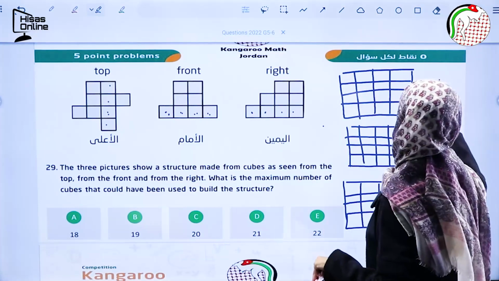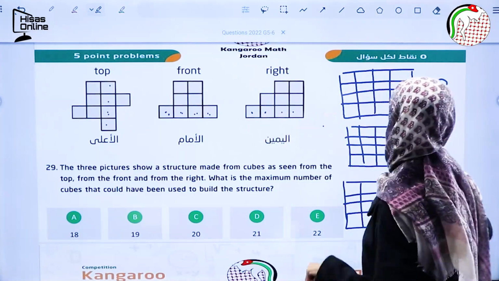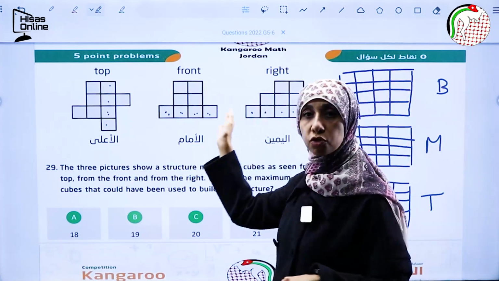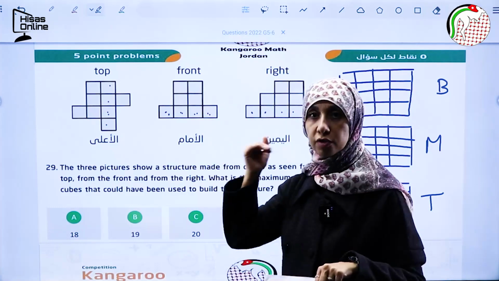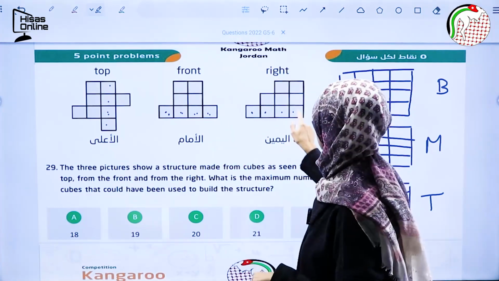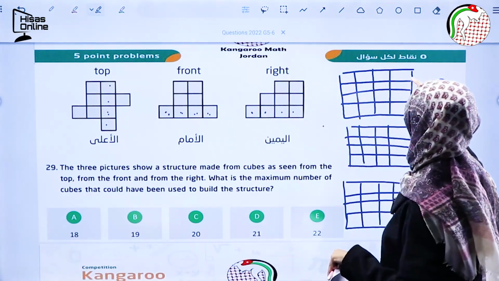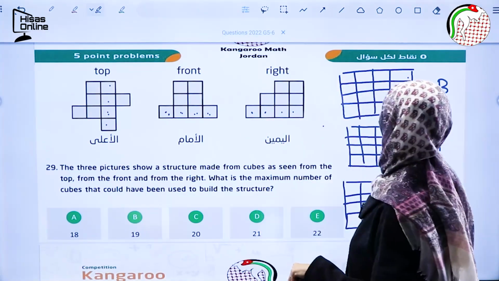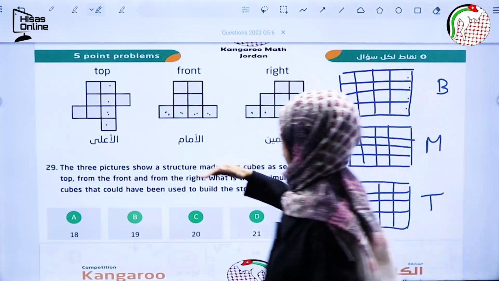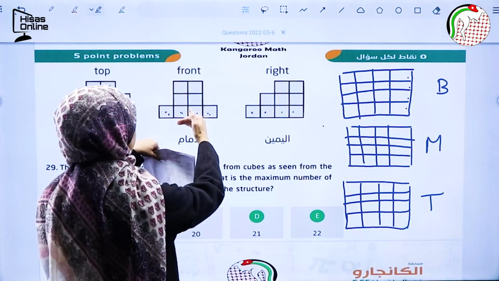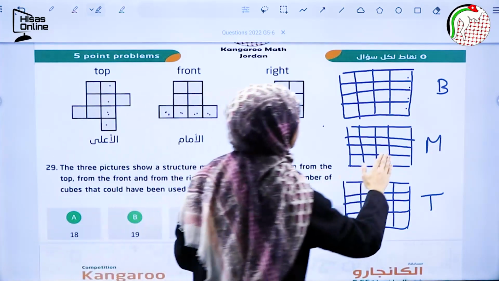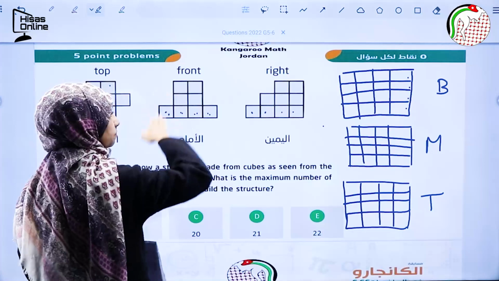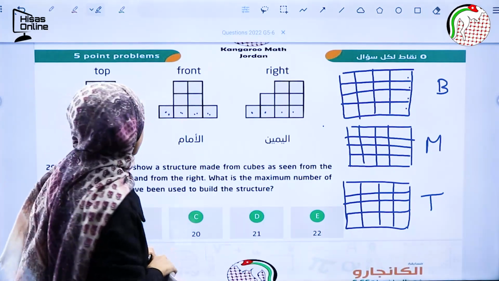And I will start looking for the bottom layer, the middle layer here, and the top layer. So imagine that you're looking at the side view of that structure. Here I can see the bottom layer, I can see 4. So I can see 4 rows from here. When you look from the front view, you can see 4 rows also from here, from the front.